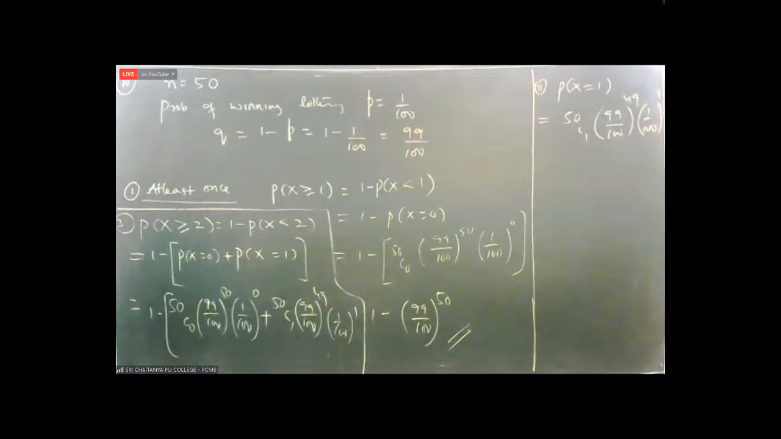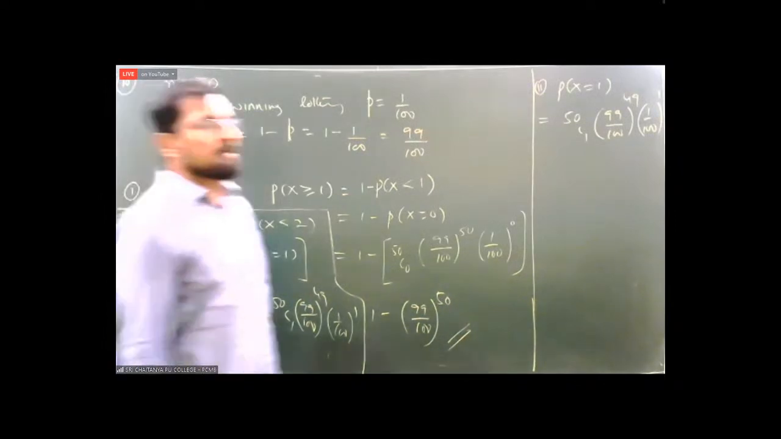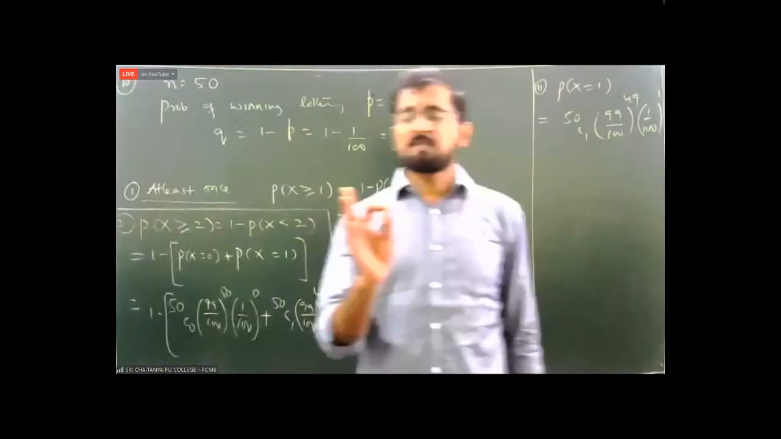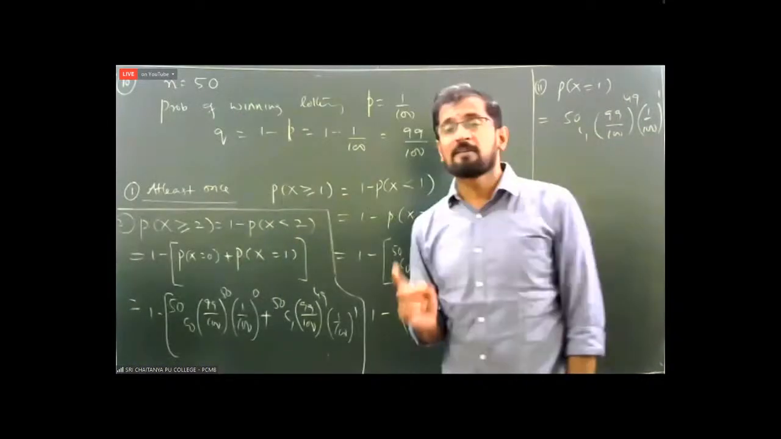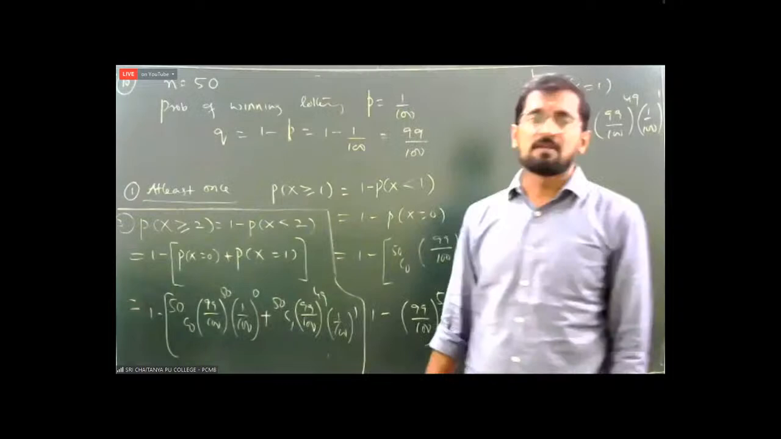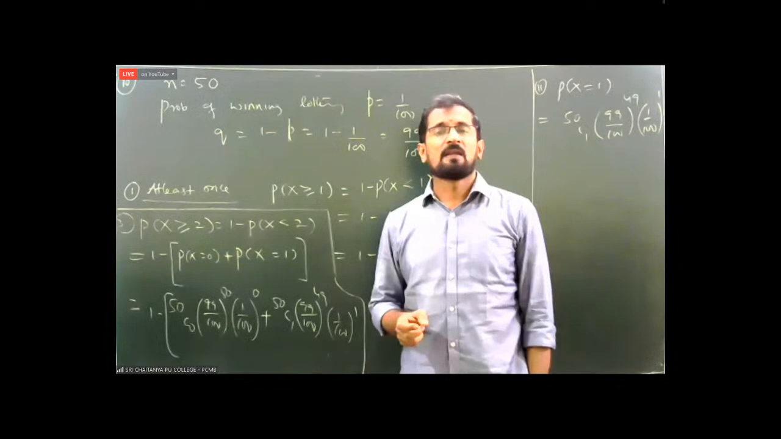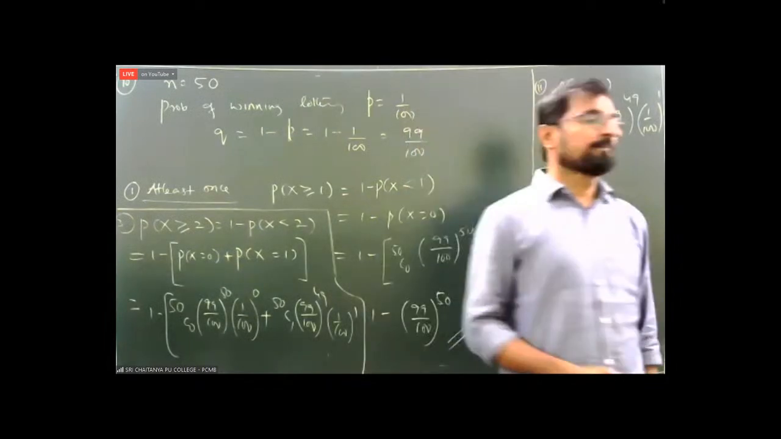I am repeating. He asked you to find out the probability of getting at least twice. At least twice means P of x greater than or equal to 2. Greater than or equal to 2 means 1 minus P of x less than 2. P of x less than 2 means P of x is equal to 0 and P of x is equal to 1. So P of x is equal to 0 value is this, P of x is equal to 1 value is this. Same formula, nCk into q to the power of n minus k into p to the power of k. Copy that one.